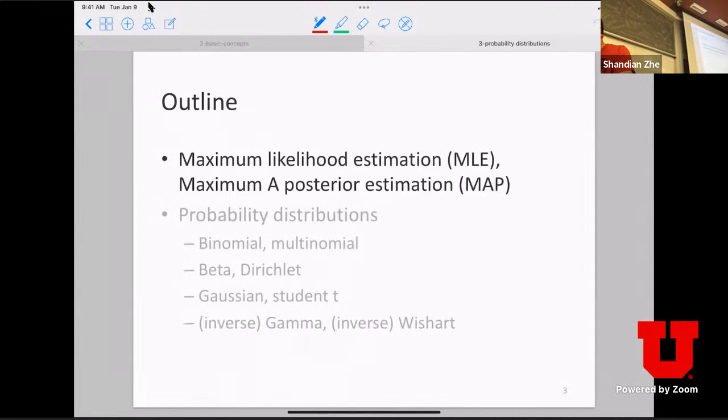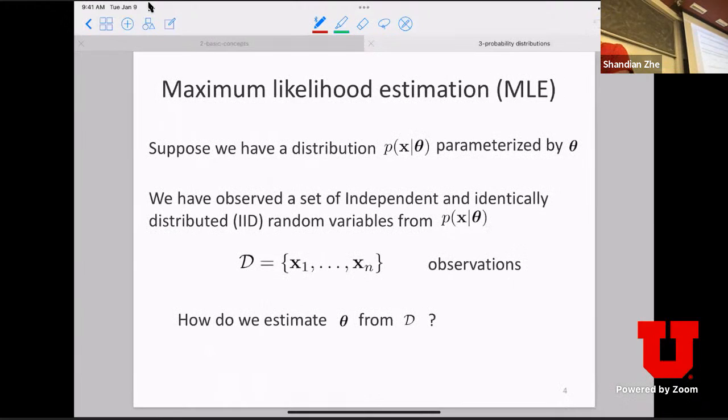First, let us give a general framework for MLE and MAP estimation, because this applies to all kinds of distributions. Suppose, given the data x, we have a distribution P of x parameterized by theta. This distribution could be, say, a Gaussian distribution, where the parameters correspond to mean and variance. This could be a binomial distribution, where the parameter corresponds to the chance of heads up. Suppose we have observed a set of independent and identically distributed random variables from this distribution, and this is our collection of data D. Then the natural question is, how do we estimate theta from D?